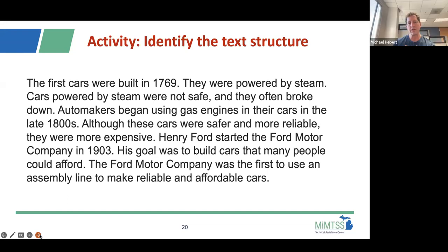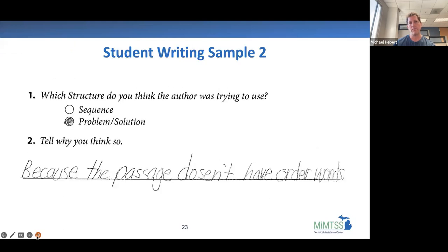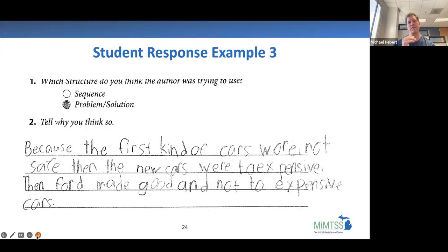Yes, so you can see that the focus isn't on the information in the text. It's really focused on just looking for these words, and that's going to be our signal. And if I don't see them, then I'm just going to guess this other answer, but I'm not really basing that off of anything. So comprehension, I would say, isn't really being activated here. Then we get to our third student. This student says problem solution, because the first kind of cars were not safe, and then the new cars were too expensive, then Ford made good and not too expensive cars.